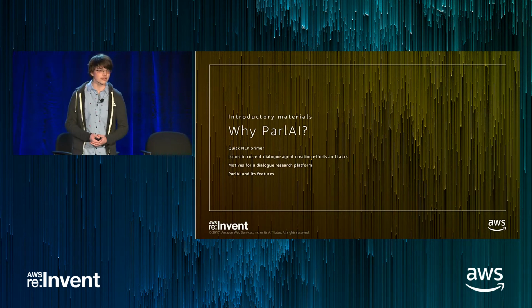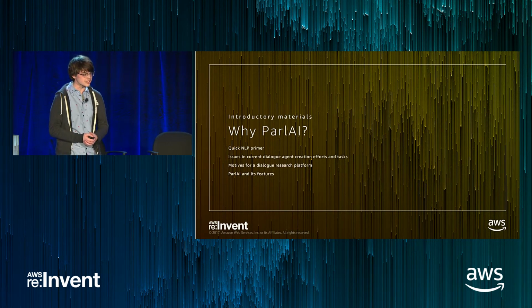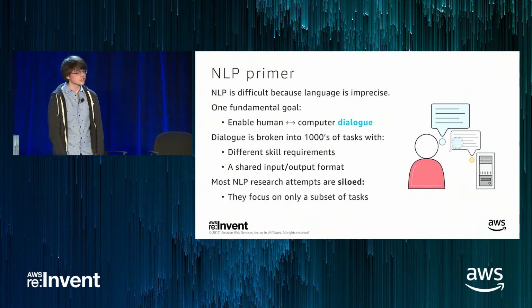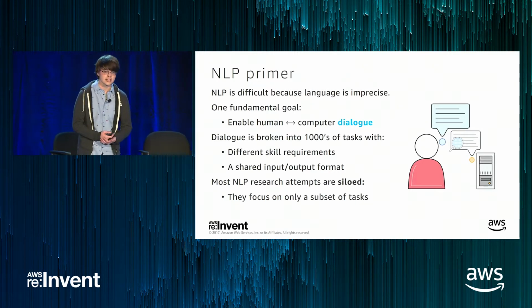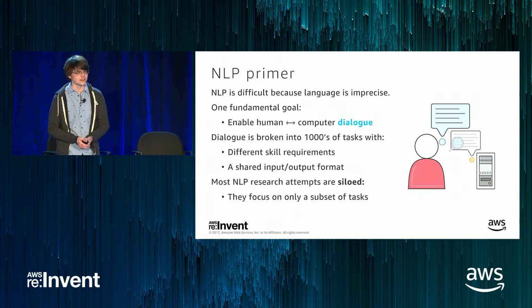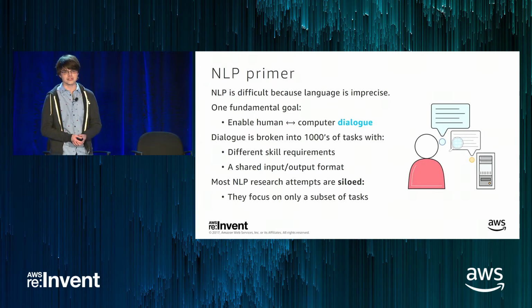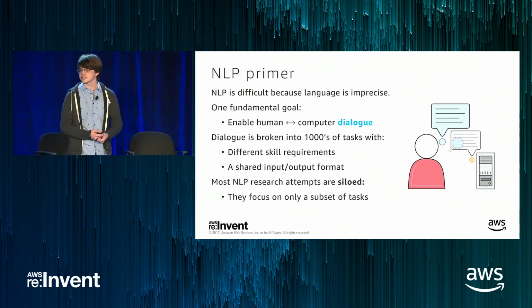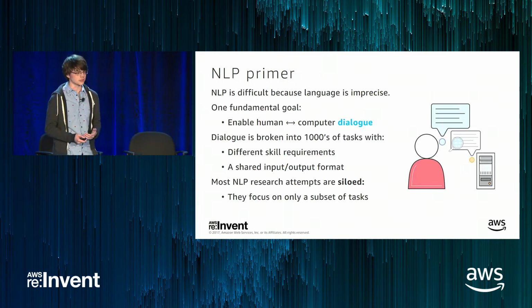So let's start off with why Parlay. Why does this thing exist, and why am I here talking to you about it? So first off, a little bit on the side of natural language processing to get us all on the same page. NLP is difficult because language is imprecise. There are often hundreds of ways that you can say the same thing and hundreds of interpretations for one thing depending on the context.